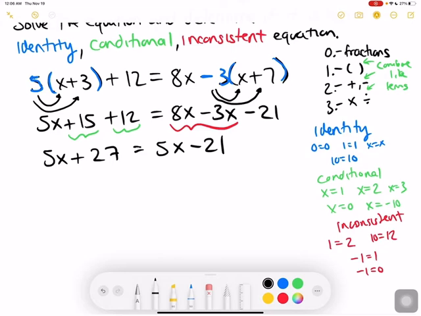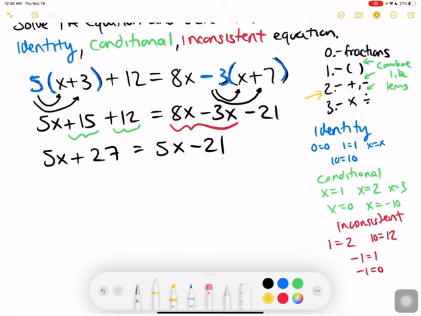Okay, so at this point maybe you can see that this is going to be an inconsistent equation, right? Because 5x plus 27 is not the same as 5x minus 21. They're going to be completely different results. But we can keep going, right? We can keep trying to solve this equation until you can picture that this is going to be an inconsistent equation.